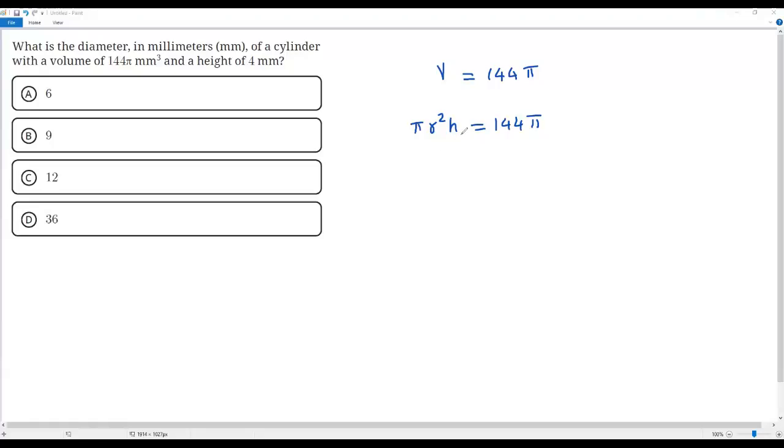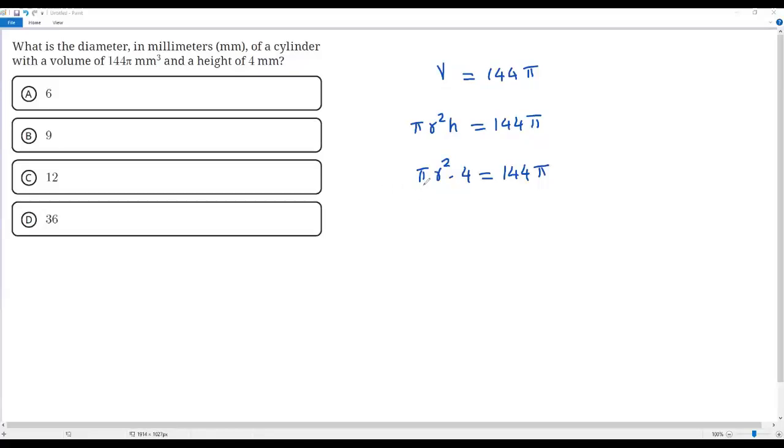So r refers to radius. Once I get the radius, I can multiply it by 2 to get the diameter, because the diameter is equal to 2 times the radius. Anyways, let's solve for r in this case. For that, first we have to plug in the value for h, that is the height of the cylinder, 4 millimeter. So pi times r square times 4 equals 144 pi.